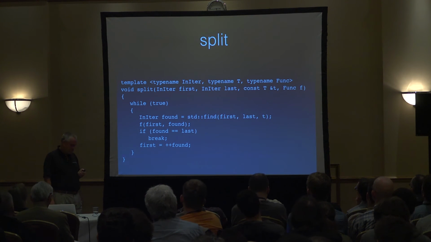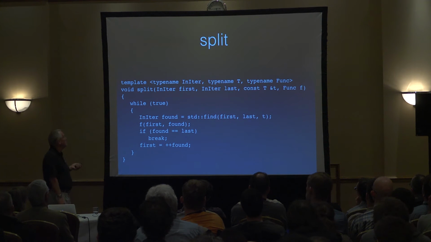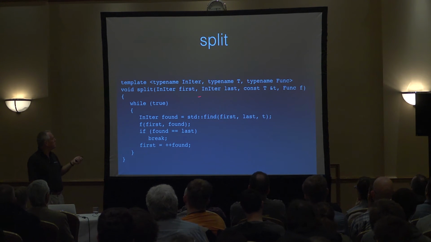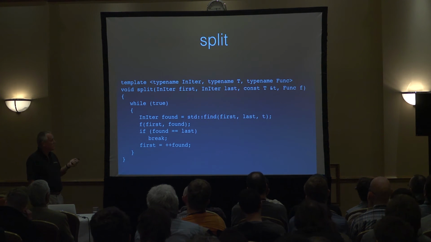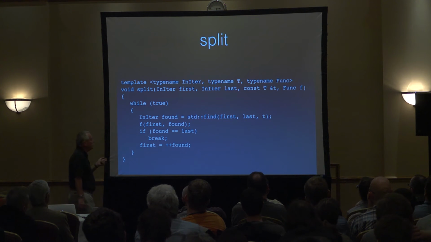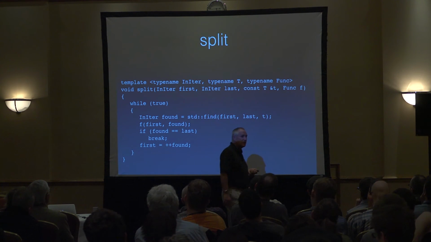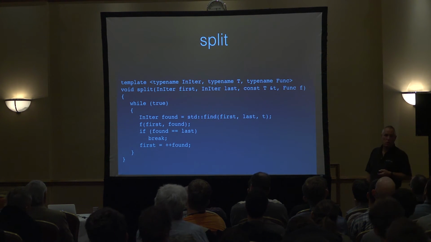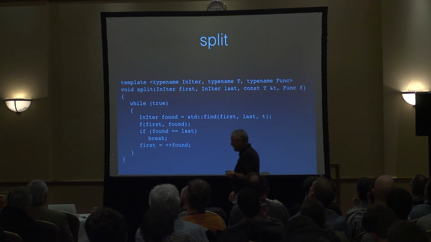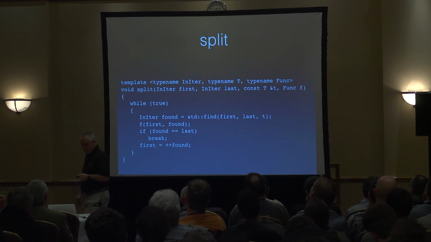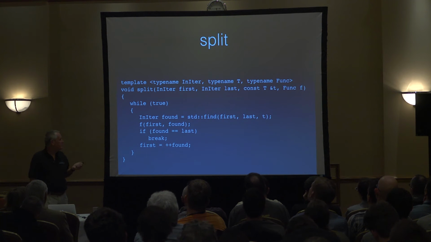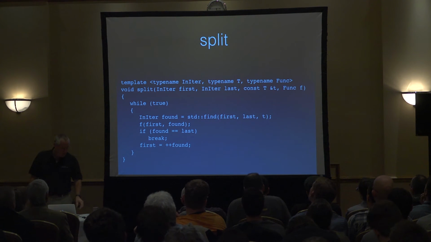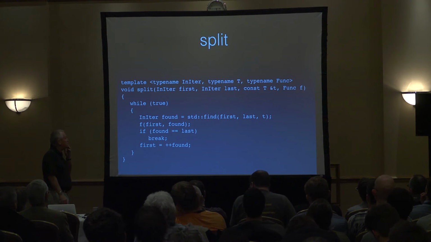So this is a simplified one because it fits on a slide. But basically, it takes two iterators, first and last. It takes a value that we're going to use as the delimiter between the chunks of the sequence. And then it takes a functor that we're going to call with a pair of iterators that delimitates a piece of the sequence that we've split. Okay, and we're going to use a standard library function called std::find that finds a value in a sequence.